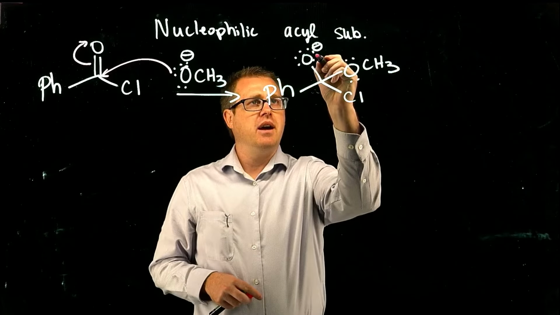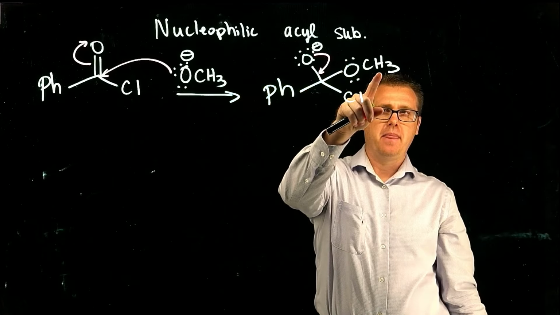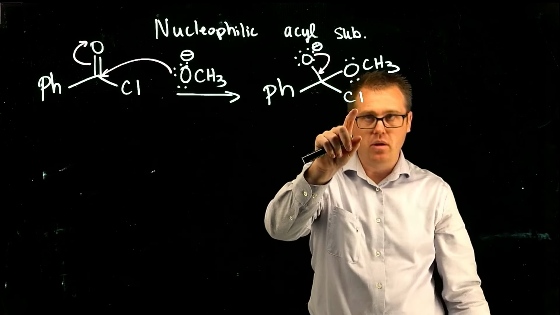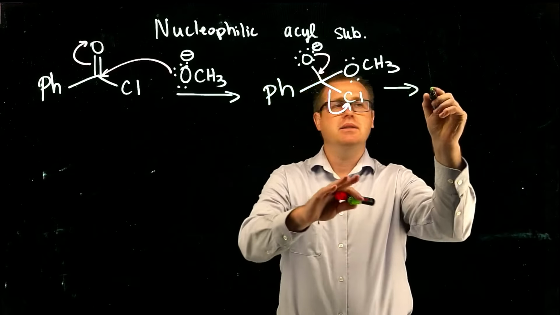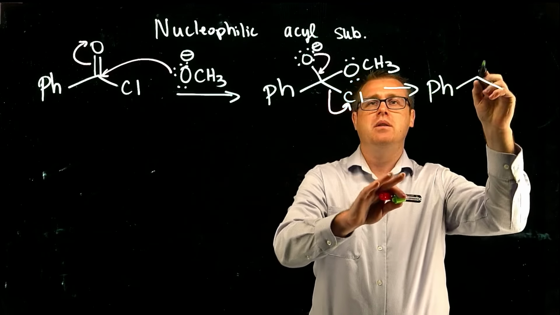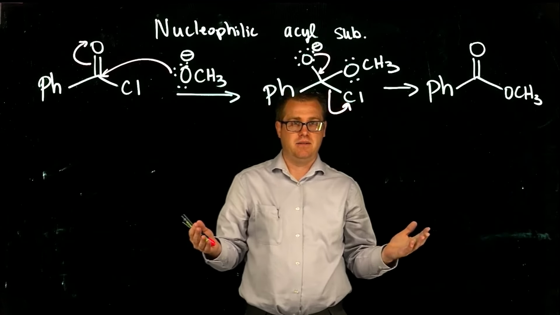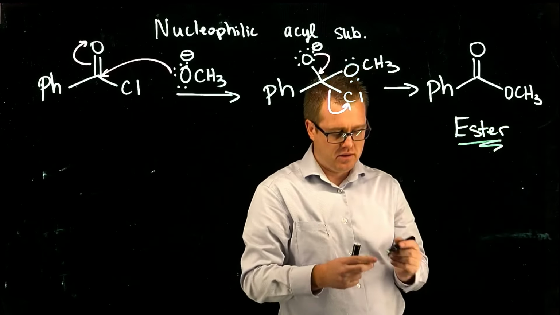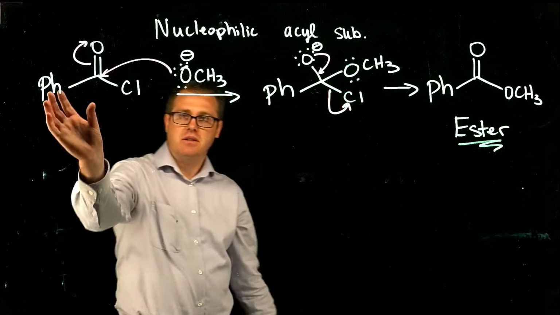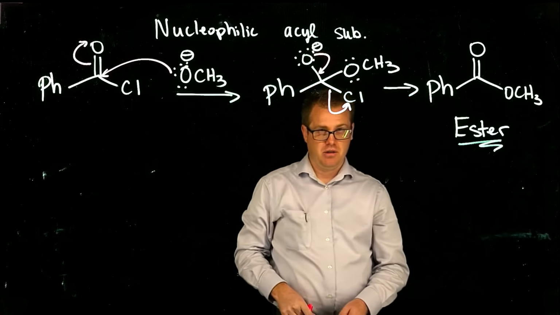So when this guy collapses back down, we have a chloride or the OCH3. Which one is the better leaving group? The chloride. So the chloride is going to leave like this to give us that. So what have we done? We have made an ester. So how can you make an ester? Well, get an acid chloride, treat it with a strong nucleophile, boom, you get an ester.